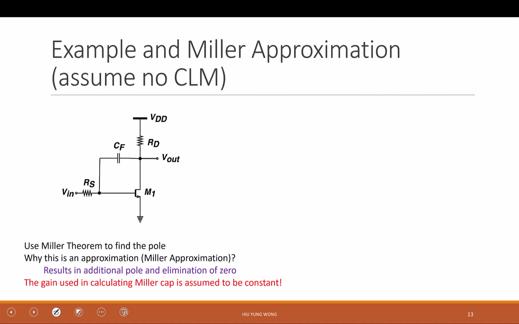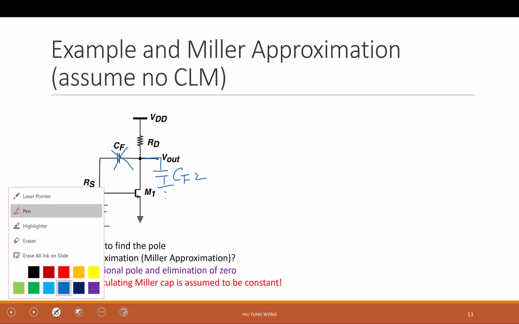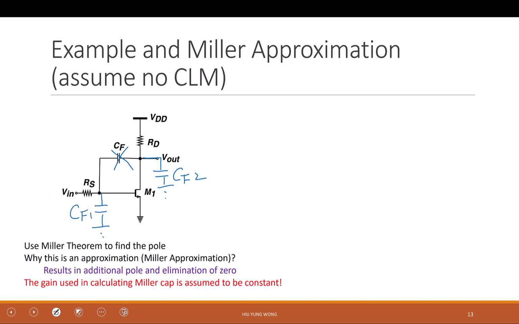So if this is the case, we can try to solve this circuit, right? How do we solve it? The first thing is to break it. I'm going to break this one into two capacitors, CF1, and this becomes CF2. And then it will be easy. We just follow what we have learned before. Look at the path. And how many nodes do we have? We have 2 nodes.